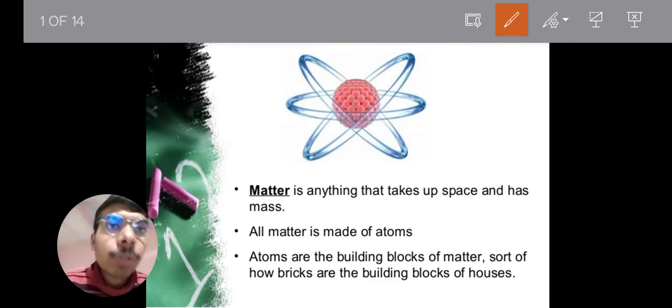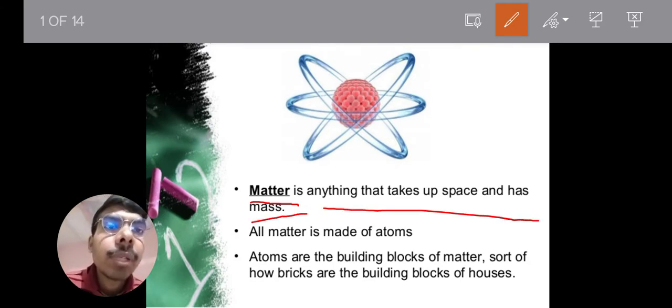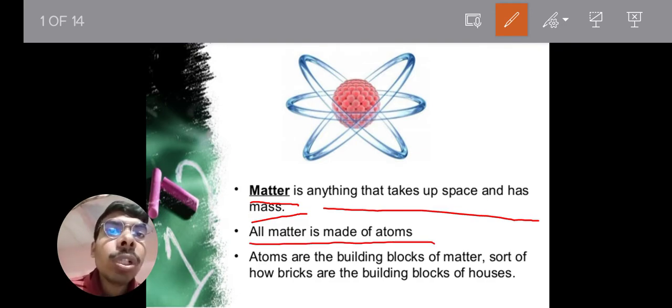Before knowing about structure of an atom, we need to know the basics of what an atom is. Before knowing about atom, first let us know what is matter. Matter is anything that takes up space and has some mass. Anything that has physical existence is matter, and all matter is made of atoms, whether in any state, solid, liquid, or gas.